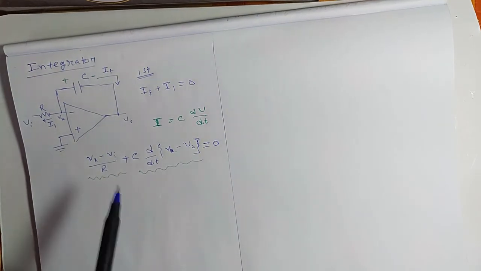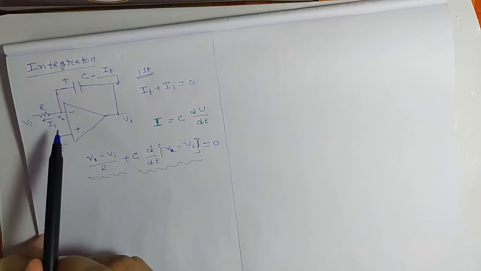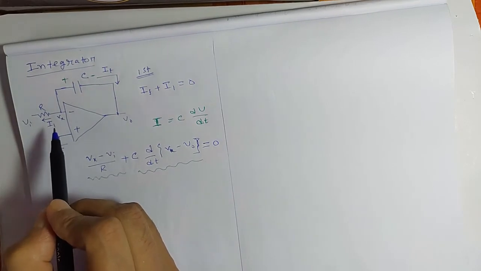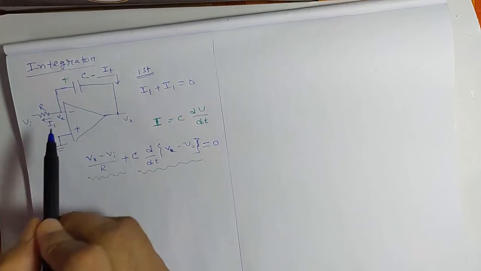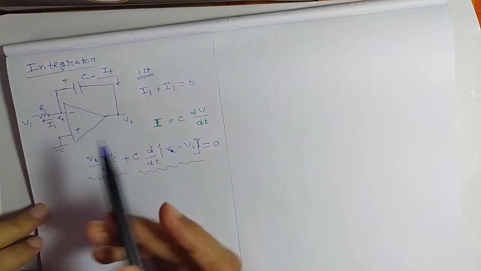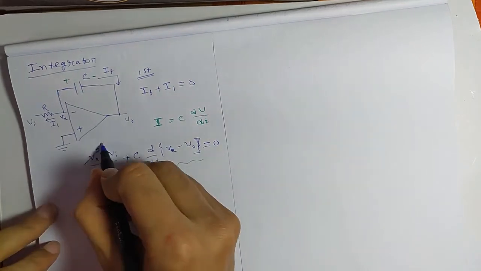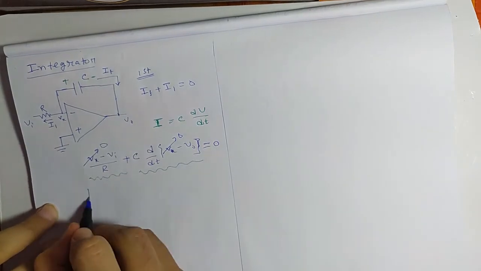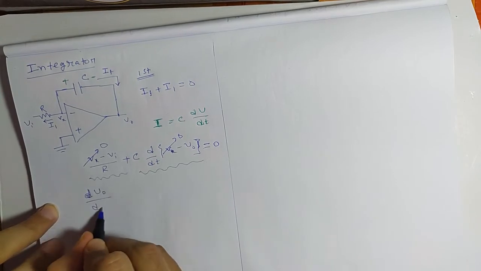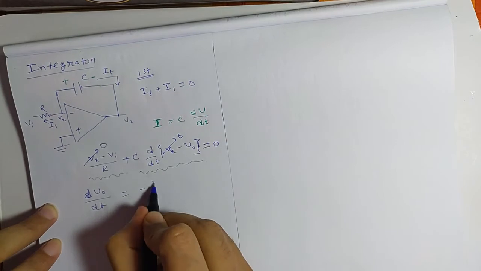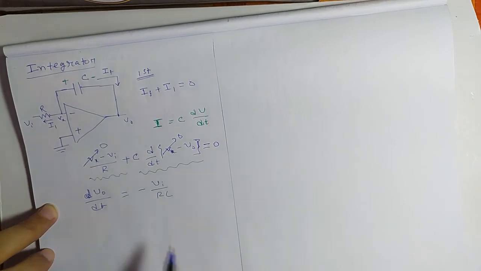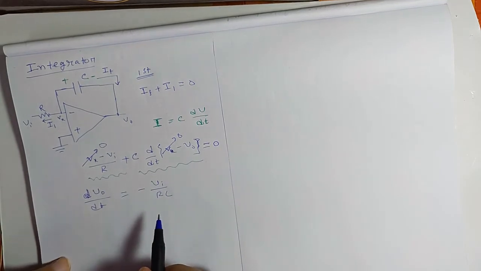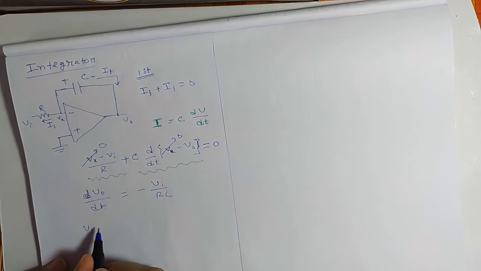Now we know this kind of connection is a negative feedback connection, and in this situation we already discussed that there will be a virtual ground. As a result, you see Vx will be 0. So I'll replace Vx by 0. As a result, you will get dV0/dt equals minus Vi by RC.